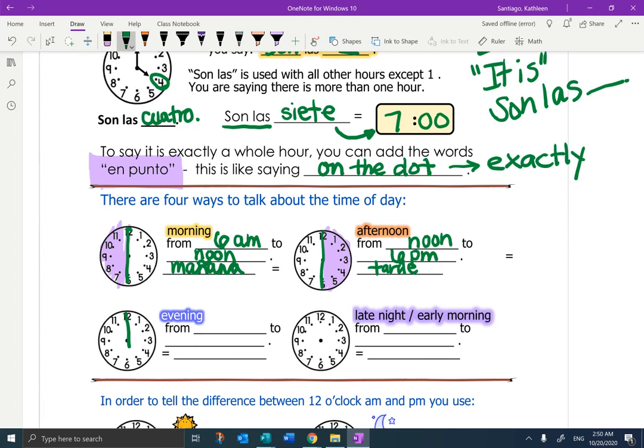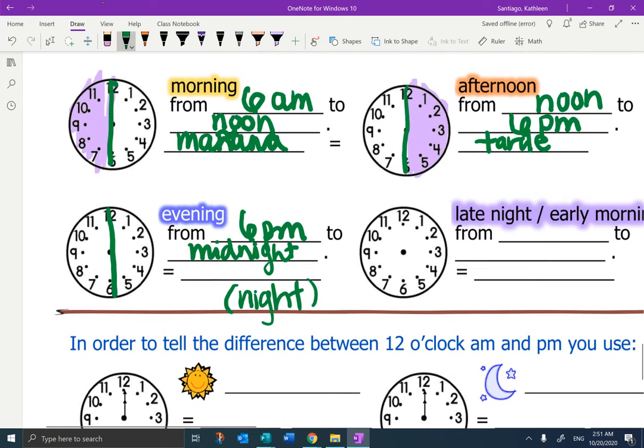Okay, evening, I'll draw my line. Evening starts from 6 p.m. until midnight. Okay, and that's called noche. Sometimes we think of noche as night. That's true. Noche means night. Okay, not nacho. I wrote that kind of sloppy. Let me see if I can make it big and write it better. Okay, so it's noche, N-O-C-H-E, noche. So when we highlight that section, noche is over here. Noche is from 6 p.m.